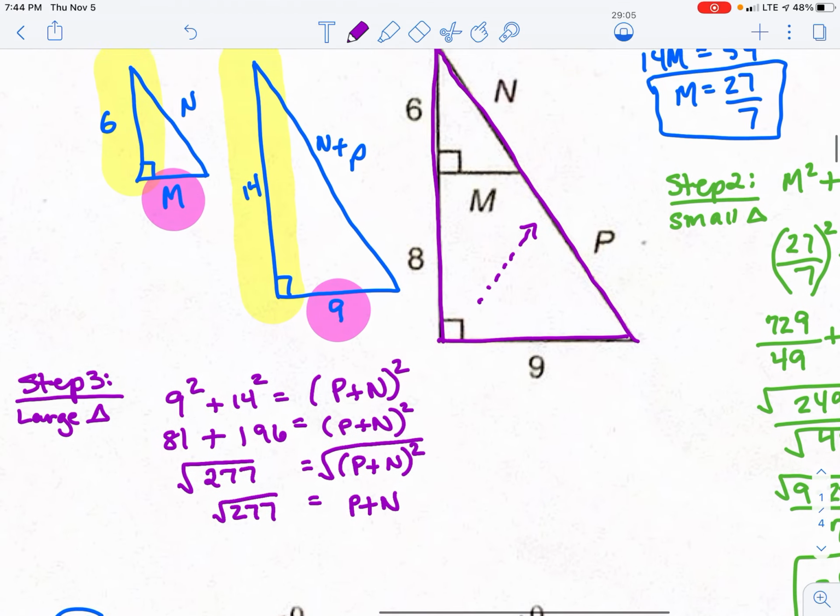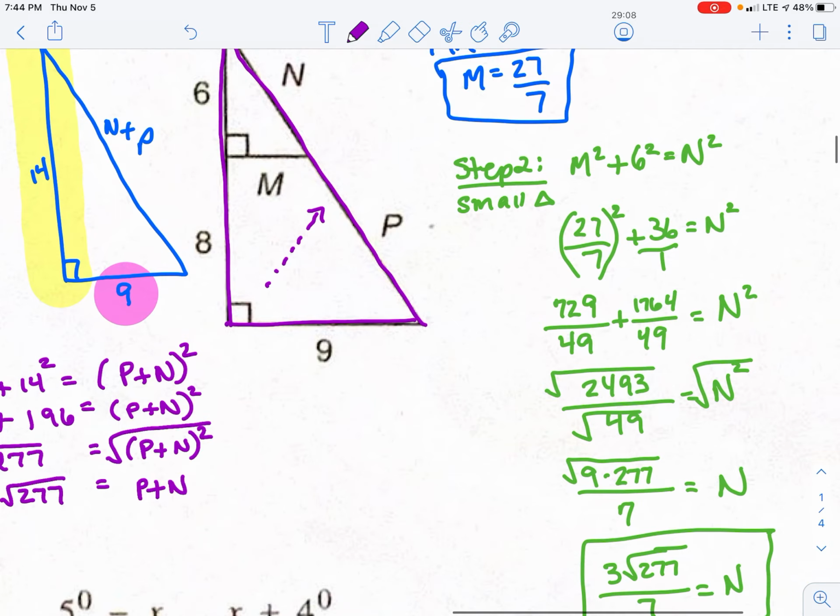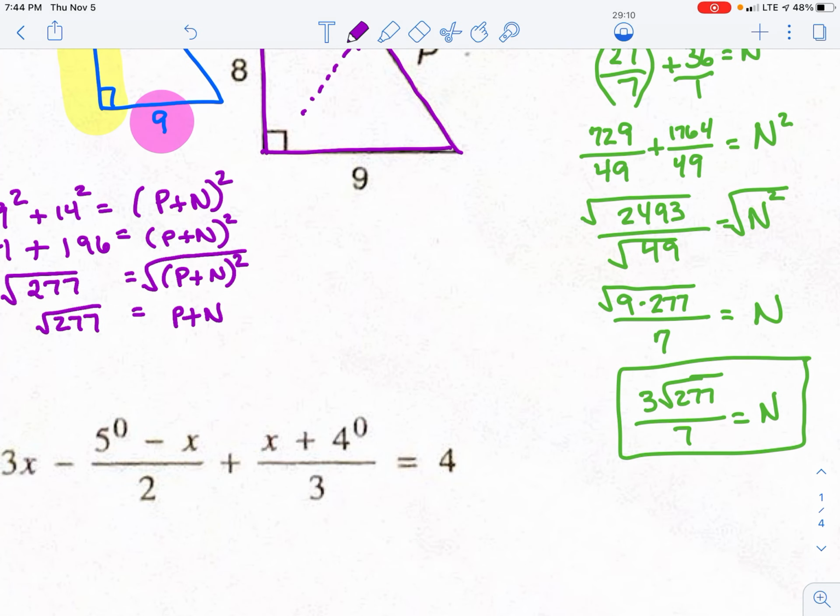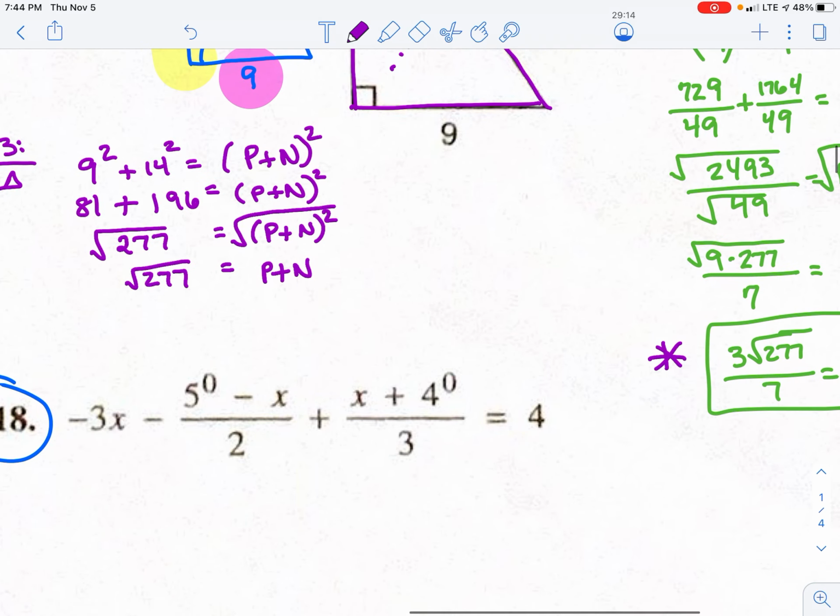The nice thing is that I know what n is equal to, right? Because we found that right over here. So I can now plug in n. So I'm going to have the square root of 277 equals p plus this crazy number, 3 times the square root of 277, all over 7. But isn't this nice? Do you see what's happening here?